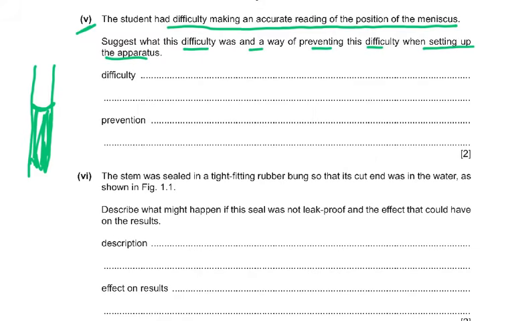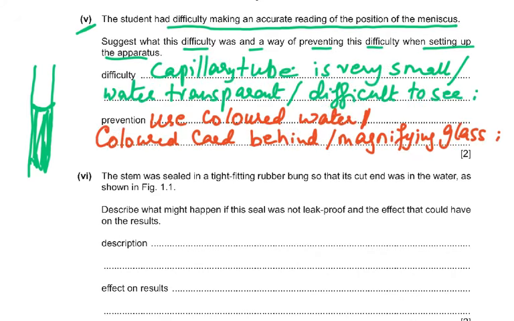So the difficulty is the capillary tube is very small and the water is transparent, so it's difficult to see the bottom of the meniscus. The possible answers I'm giving you: capillary tube very small, water transparent or difficult to see, and the prevention is use colored water, or use a colored card behind, or use a magnifying glass.